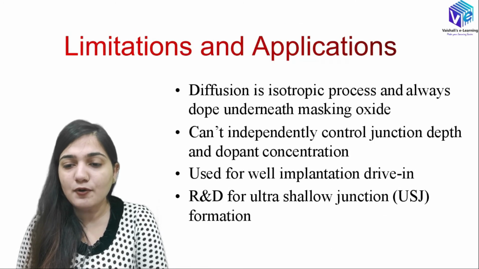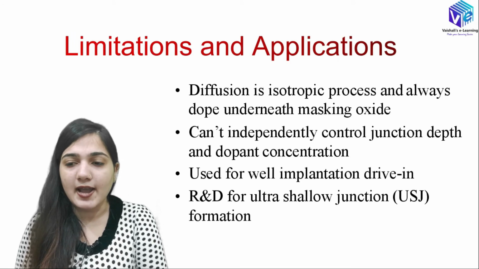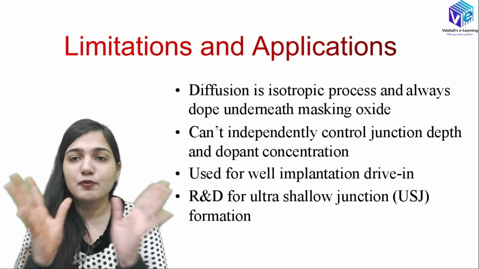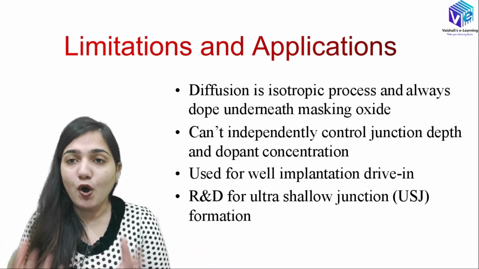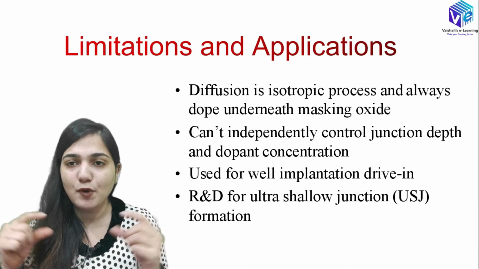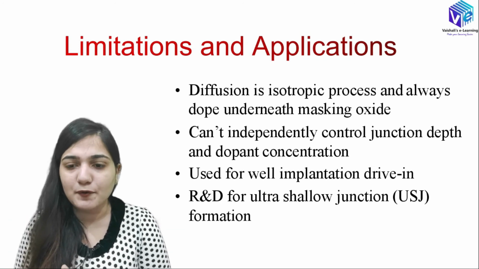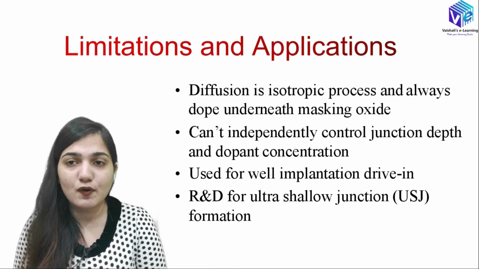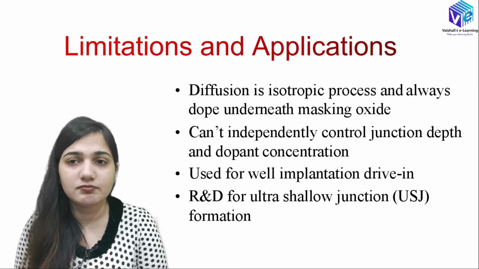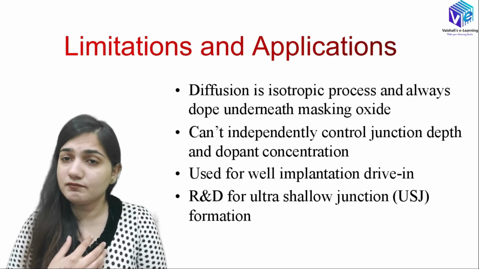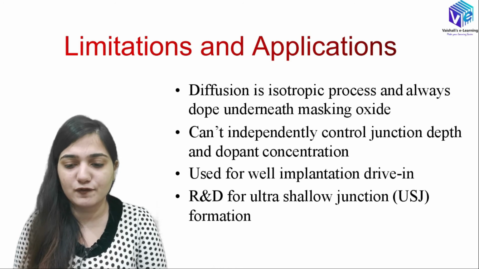Okay, so now coming to the limitations and the applications. Diffusion is an isotropic process, which means it is happening equally in all of the directions, and it always dopes underneath the masking oxide. So we always need this cap oxidation layer for this doping process. So we cannot independently control the junction depth and the dopant concentration. This is a very big limitation, because we want to make the transistors or MOSFETs in our own size and shape, and that we cannot do with the help of the diffusion process.